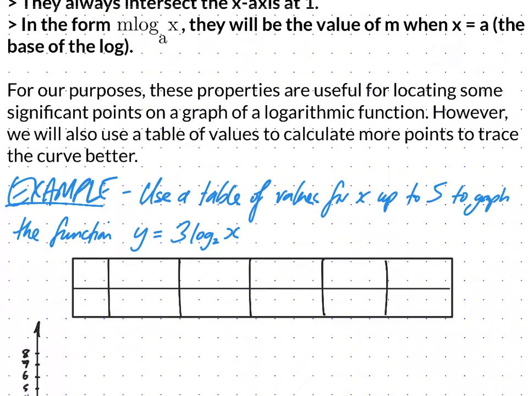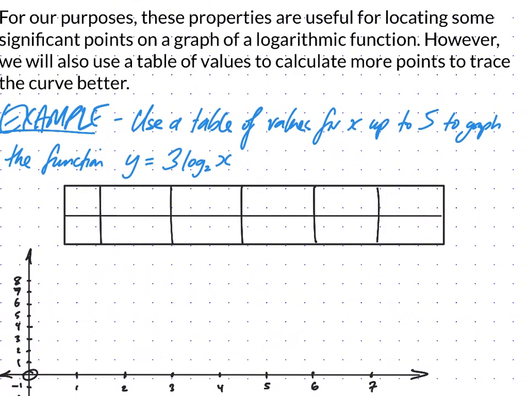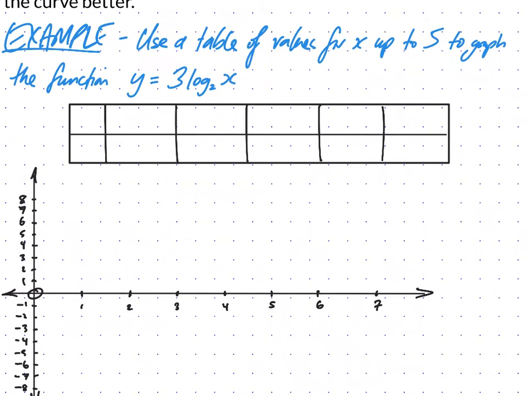Okay, so use a table of values for x up to 5 to graph the function y is equal to 3 log in base 2 of x. So we've got a table set up here. I'll do it in blue, x and y. Well, there's no point doing x is equal to 0 because it can't be. So we're going to go 1, 2, 3, 4, and 5.